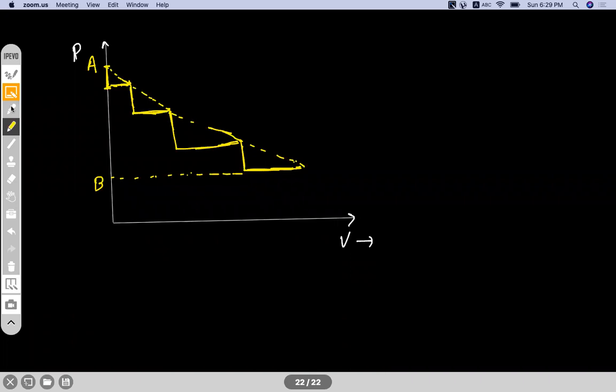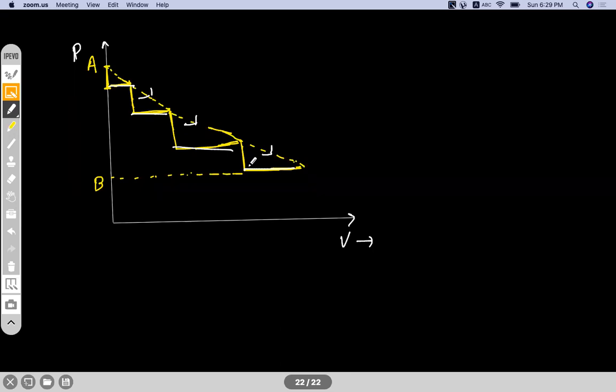So all these steps we are counting. This is an infinite number of steps we have. I have drawn this just to make you understand, but like this, we have infinite number of steps possible. Extremely slow process. And the entire process, if you see, it goes like this, from this pressure to this pressure.